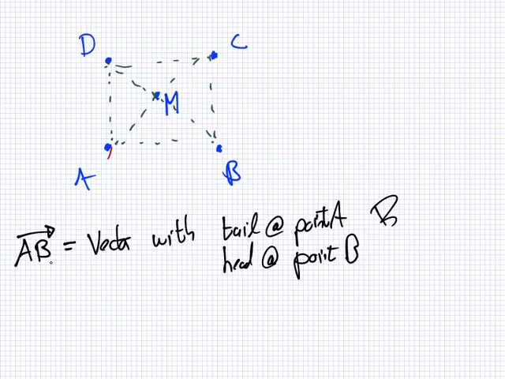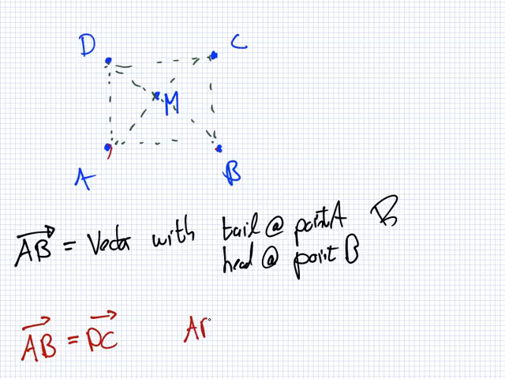Okay. So let's have a look here. What's interesting is you can now say things like vector AB, that's the same as vector DC, because AB points east, DC points east, and they're the same length. How do I know they're the same length? Well, because it's a square. So I could say AB equals DC.